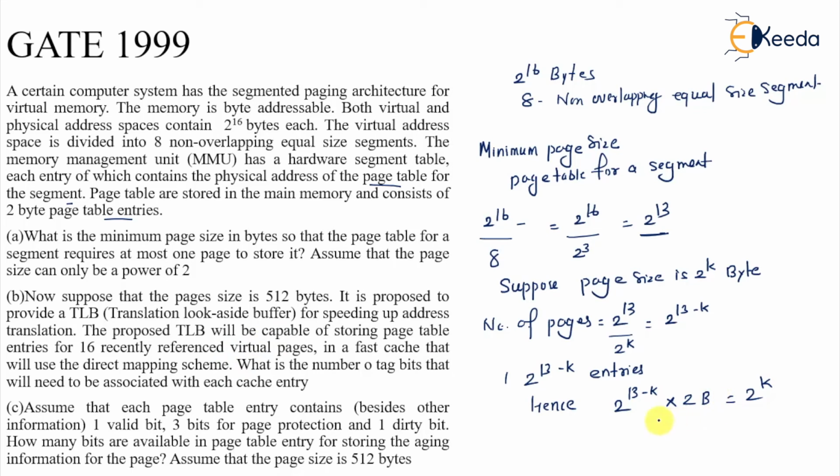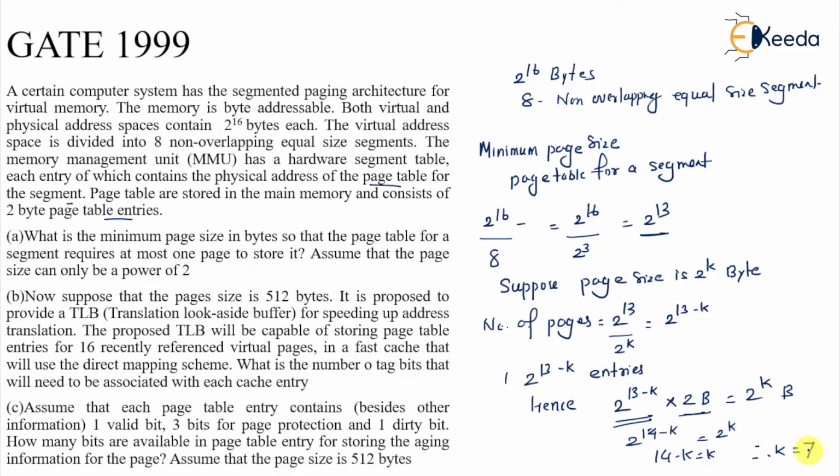These many entries are there, and each entry is of size what? 2 byte page table entry. They should be equal to this byte, right? So now this will become what? 2 to the power 14 minus k is equal to 2 to the power k, and what? 14 minus k is equal to k, and this implies that k will be equal to what?